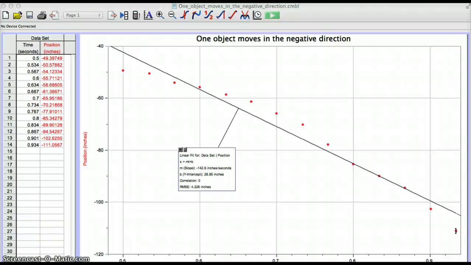I'm Jake, and this is the screencast for Tracker data put into Logger Pro. This is for when an object moves in the negative direction. So the negative direction is left.